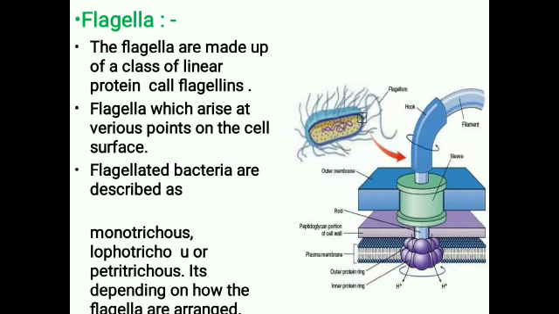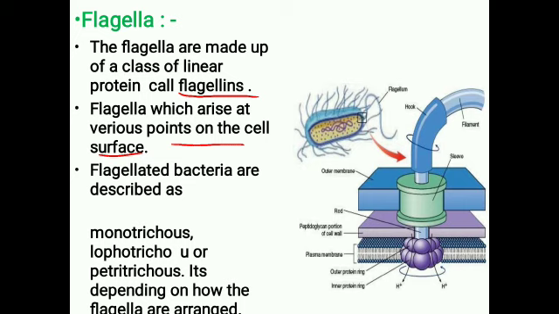Next, the flagella. As we know, flagella are made up of a typical type of protein known as flagellin. The flagella consist of various points on the cell surface, emerging out from the plasma membrane or cytoplasmic membrane. What is the function of the flagella? The flagella is a hair-like structure that helps bacteria to move from one place to another.